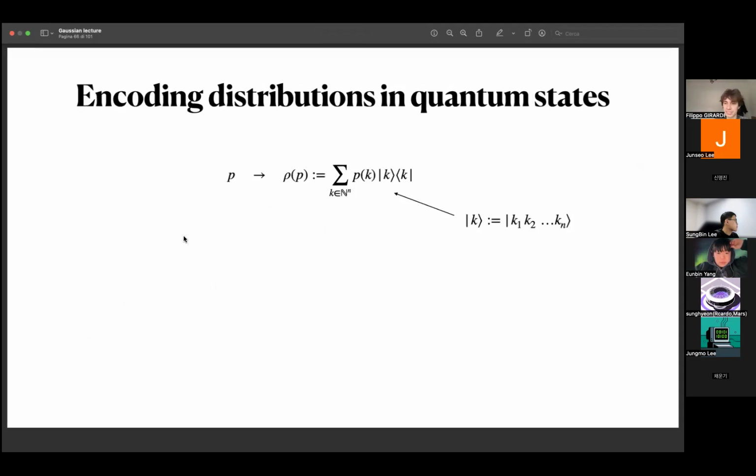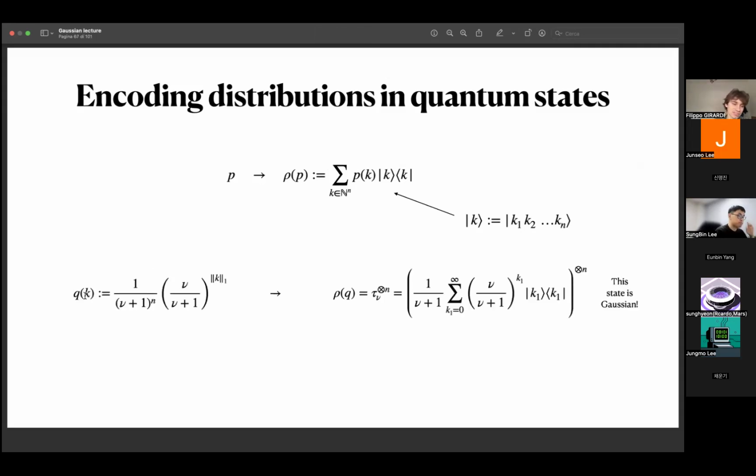So the first step of the proof is that we want to encode P, any generic probability distribution P on n copies of the natural numbers, into a bosonic state. How do you do that? Well, you just define it like this. This will be the coefficients in the Fock basis. So it's Fock diagonal.